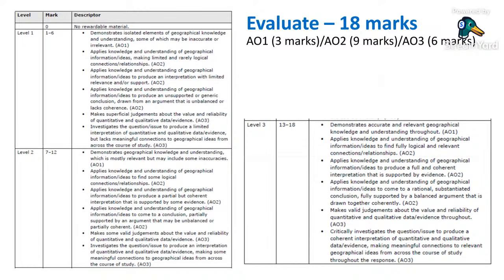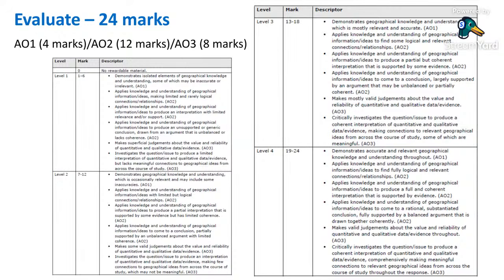That applies to both the 18 and 24, but worth noting, look at that AO2 and AO3 in the 24. 12 and 8. It's absolutely huge. Now, do feel free to pause and have a little look. But the really important bit for me is that you are engaging in the data and the evidence, and you really are making the connections. That's absolutely key. Those judgments that you make, but also how reliable is the data you're given.